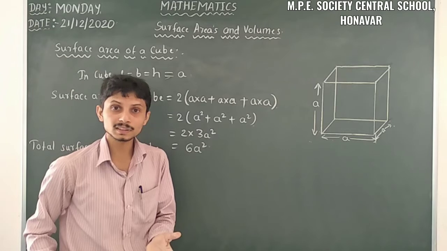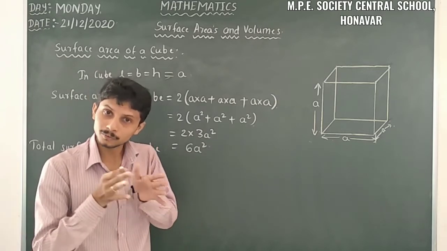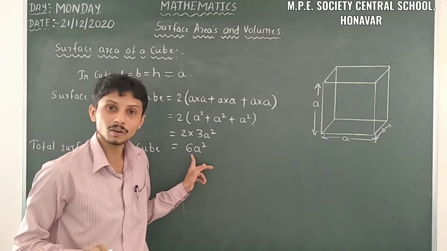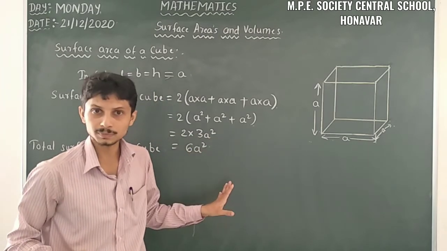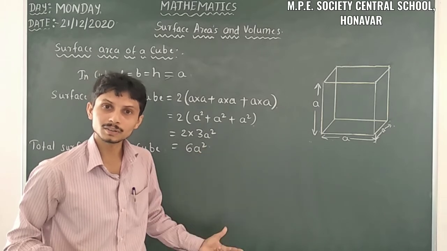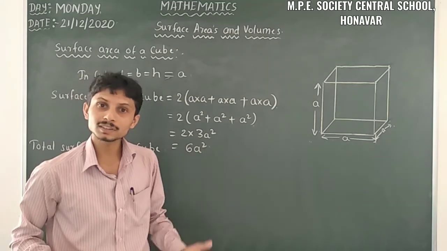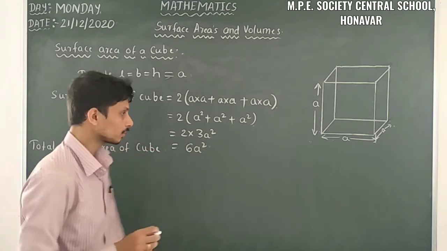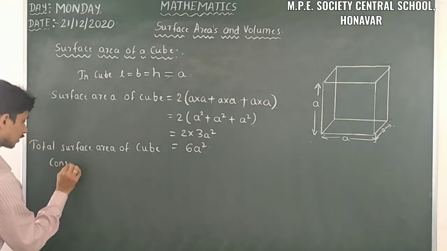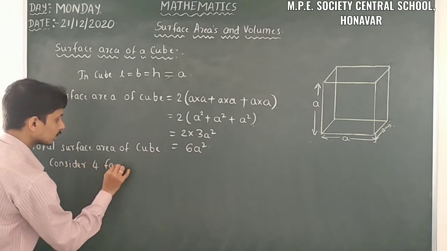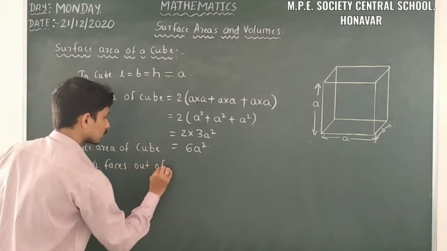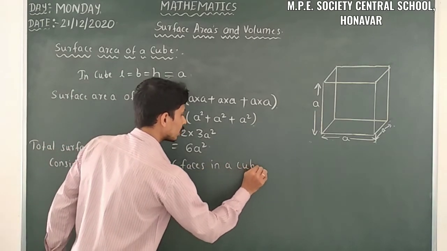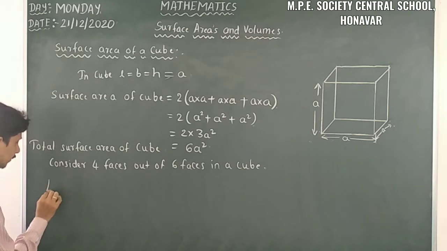And when we have the lateral surface area, when we are considering 4 faces, 4A square. Here 6 faces we have. When we take the total surface area of 6 faces, we have 6A square. When we have 4 faces, 4A square. 5 faces, 5A square. 3 faces, 3A square. It is like that only. So when we consider 4 faces out of 6 faces in a cube, then what happens? That one we are calling a lateral surface area.